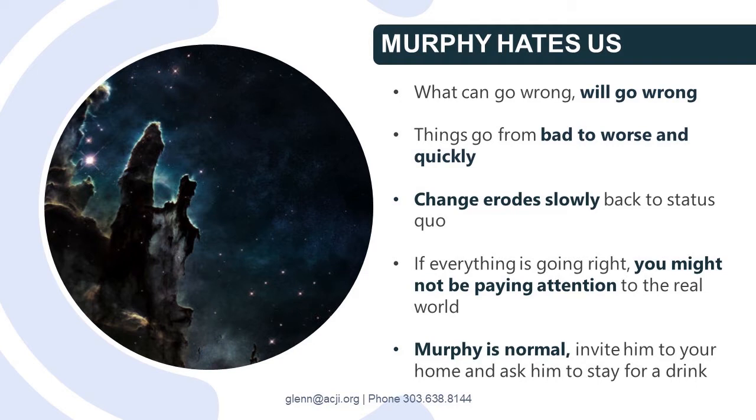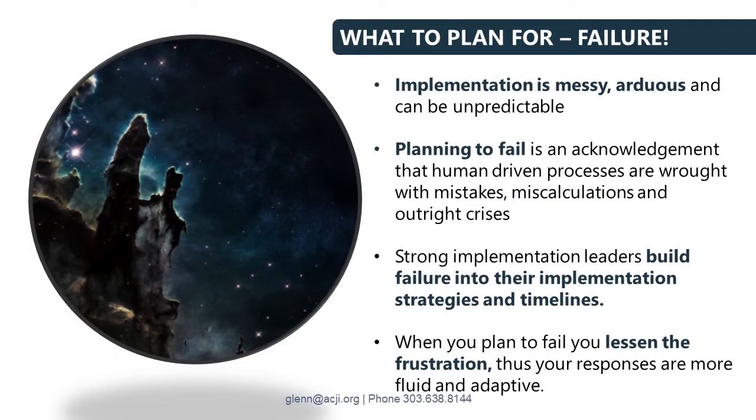And Murphy Hates Us is about exactly that. It's about just saying that it's normal for us to have problems in the world of implementation, and we need to just live with that for a while and get comfortable with the idea that problems happen. Like I said, implementation, it's messy and it's arduous and it could be unpredictable. And as a change leader, we have to plan for failure.